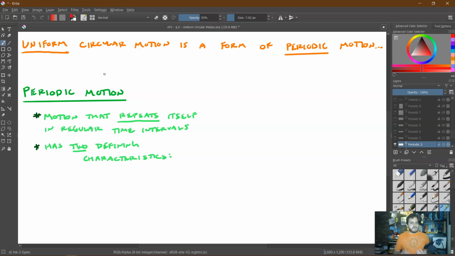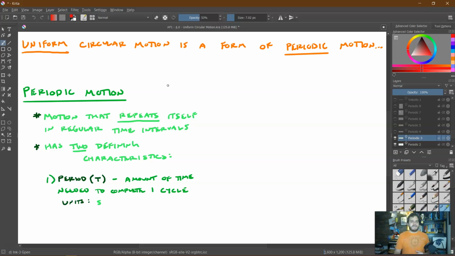All of these types of motion have two defining characteristics. The first is something called the period. The period we abbreviate with a capital T, which might seem bizarre, but the period is the amount of time needed for an object to complete one cycle in this periodic motion, which for circular motion means the amount of time needed to complete one revolution, one circle. So the unit is going to be seconds, and that is why it is a capital T, because it is time. But specifically time for a single cycle, not just time in general.